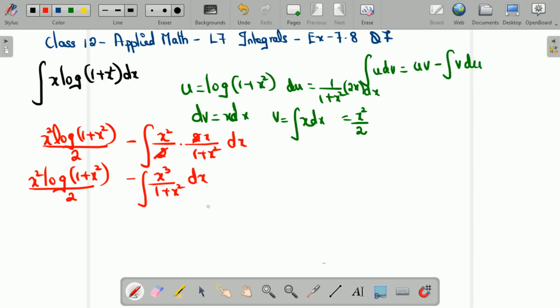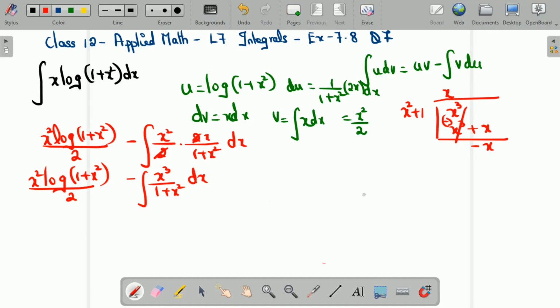Now the degree of the numerator is bigger than that of the denominator, so we are going to perform long division. So x cube is going to be divided by x squared plus 1. So if you divide, it is x cube plus x. So when you subtract, this will vanish, so it is minus x.